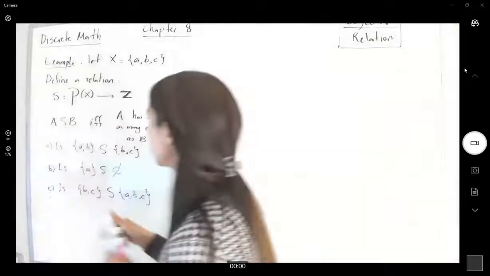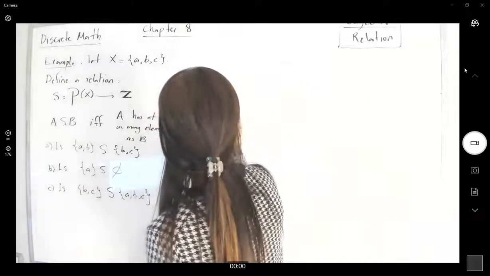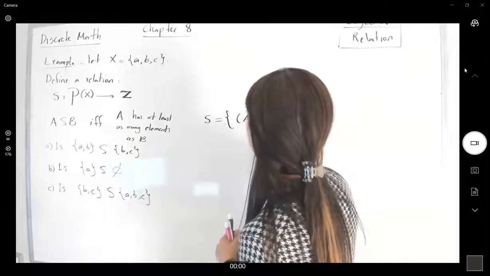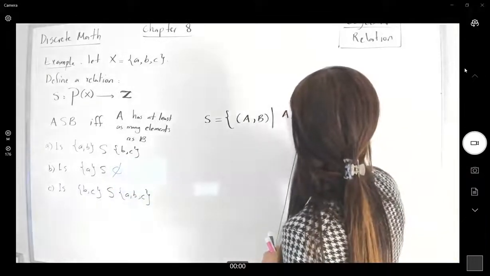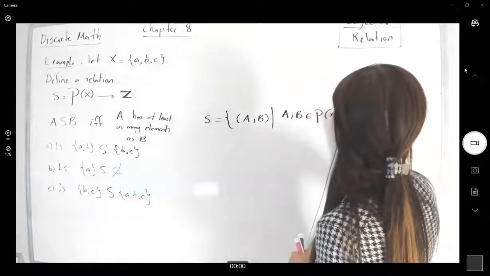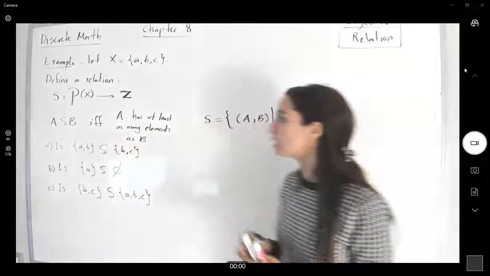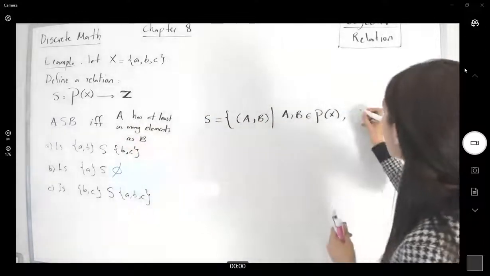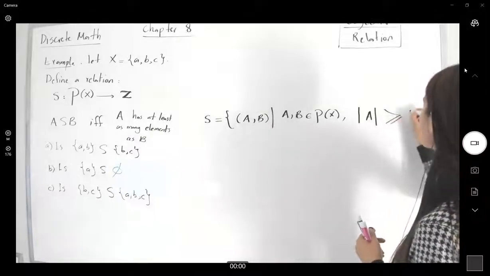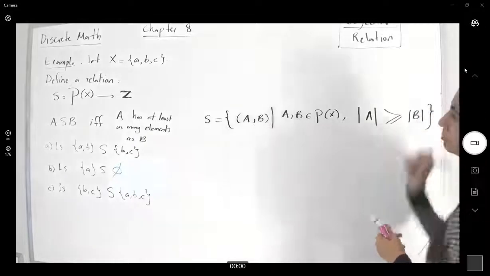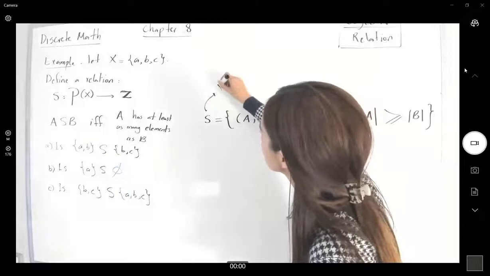It says A is in relation with B, or we define S to be the set of all pairs A and B, such that A and B, first of all, both belong to the power set of X, and A has at least as many elements as B. It means that the cardinality of A must be greater than or equal to the cardinality of B. This is the way that we can represent this relation.